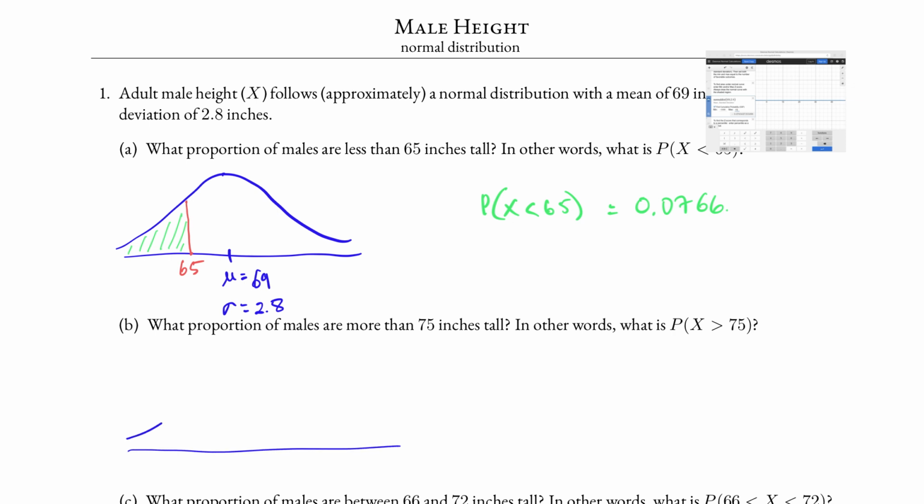The same thing, we would draw the normal curve, label the mean 69, the standard deviation of 2.8. The desired x value in this part is 75, and 75 is on the right hand side of the mean 69. So we would draw the vertical line, label 75. We want the proportion that is more than, so we will shade everything on the right hand side of 75.